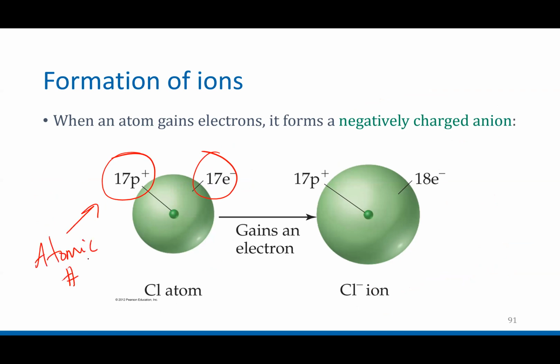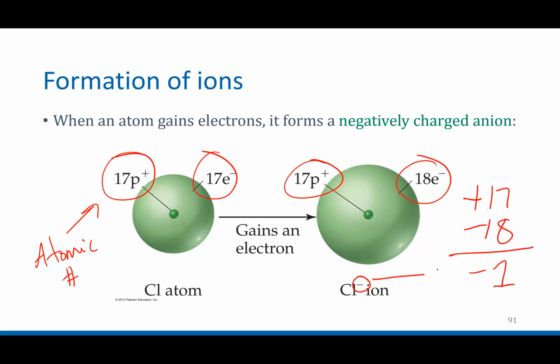So it's the number above the element on my periodic table. I won't get into the reason, but chlorine tends to gain electrons. It absorbs or attracts these electrons. So go over here, 17 protons, 18 electrons. Let's do the math. Positive 17 minus 18, you would get negative 1. So that's why we call it the Cl minus.